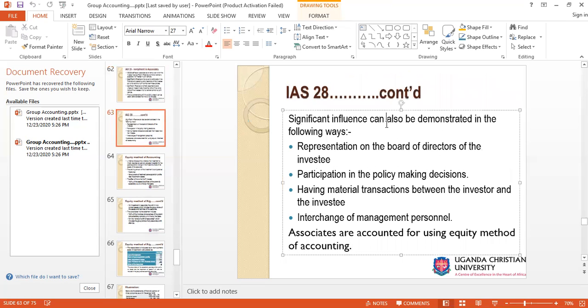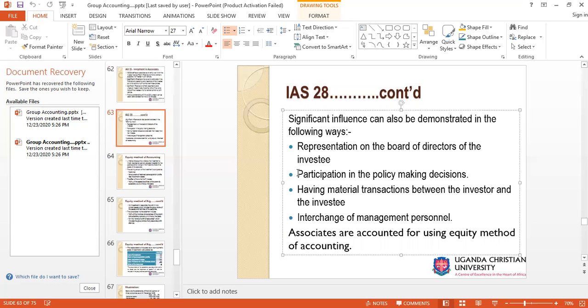Significant influence can also be demonstrated in other ways. We can show significant influence using the following. One, where the investor is represented on the board of directors of the investee, where board members of the investor are part of the board of the investee. That is an obvious demonstration that the investor has significant influence.